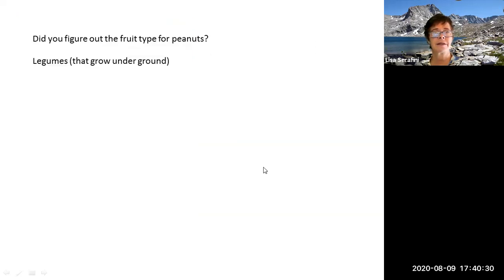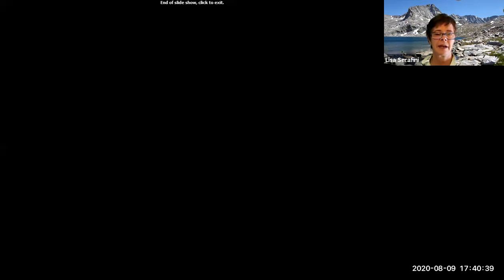Did you figure out peanuts? They're legumes. So actually the flowers are above ground and then they plant themselves underground as they go to fruit. And there we have it.